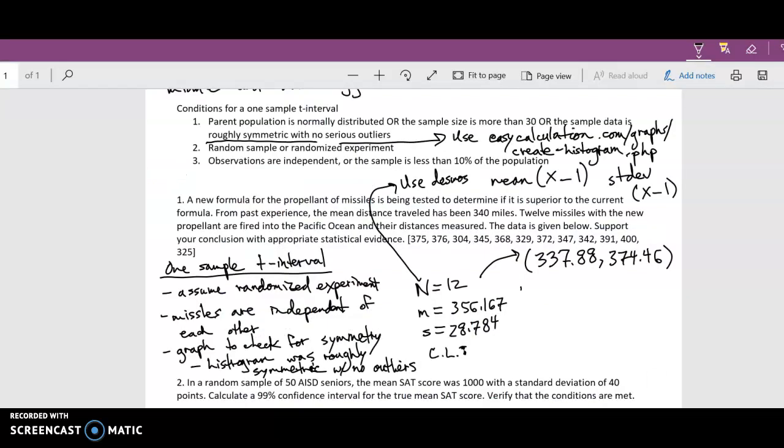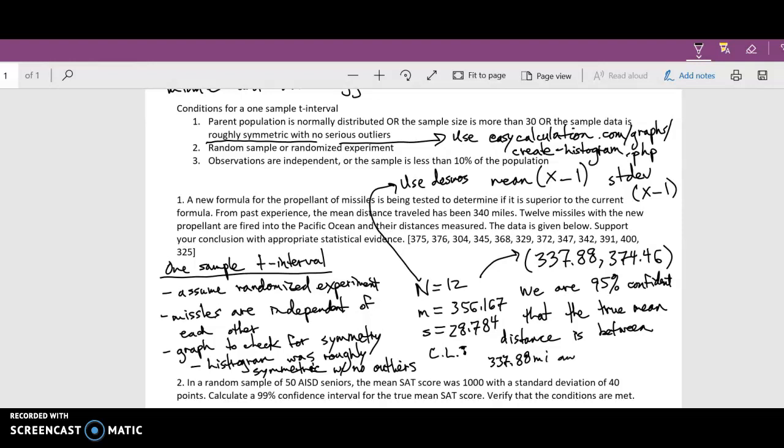Okay, so we're going to say we are 95% confident that the true mean distance is between 337.88 miles and 374.46 miles.